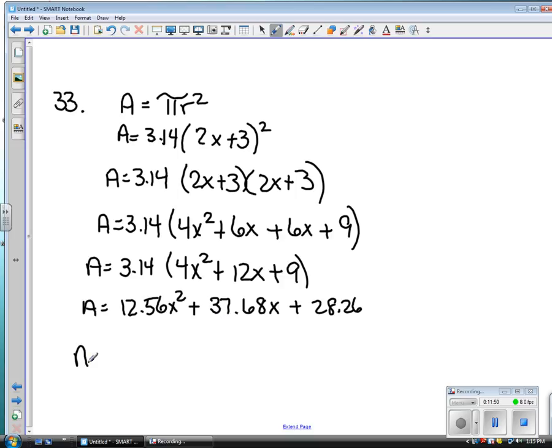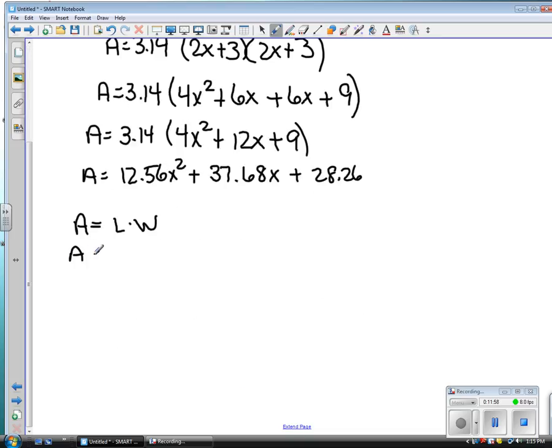Now, I need to find the area of the rectangle, and the rectangle is what? Length times width. I'm going to scoot this up. Now, what's the length? 3x plus 2. And the width is x plus 1. Or x minus 1, I can't see it. Plus 1, thank you.